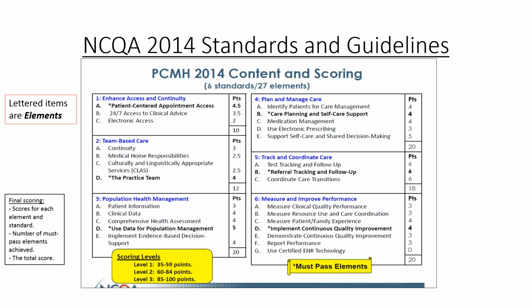Keeping in mind again that there is 1 must-pass element per standard, those are the ones that are asterisked and have the most weight as far as points and importance within that standard. Looking at the different scoring levels, just wanting to point out again that there are 3 different levels, and looking at the highest level, the minimum requirement for that is 85 points.